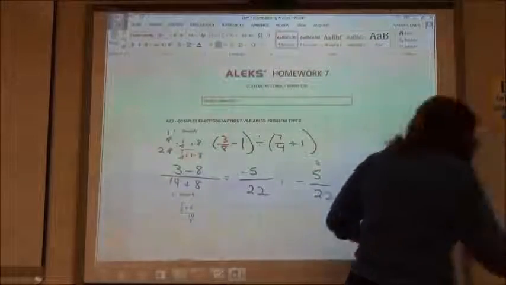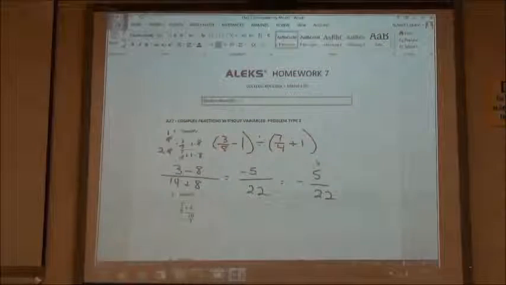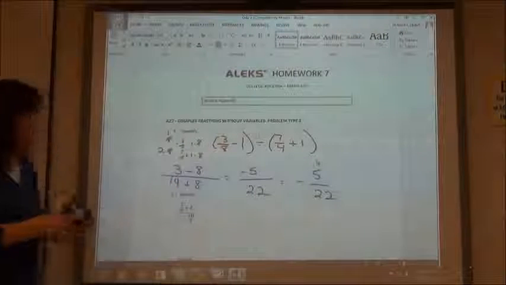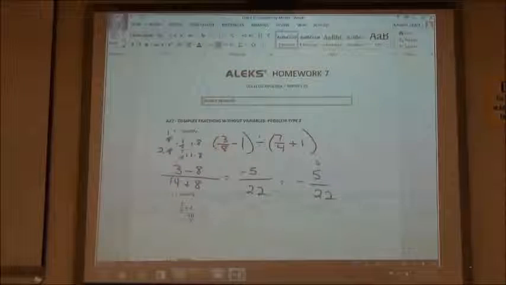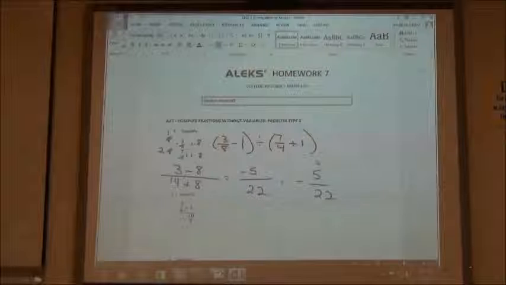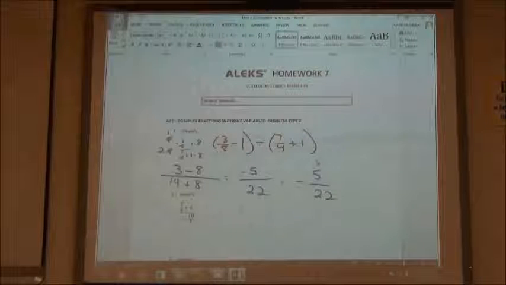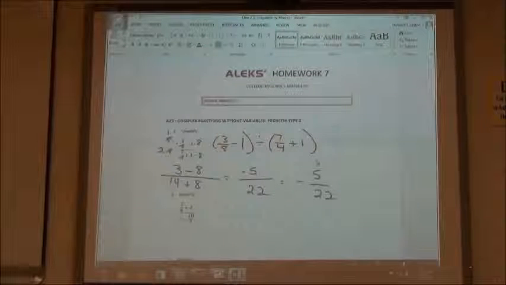So, I did it on my paper, I'm going to check it with my calculator. This is how I want to type it in. Start with the parentheses. 3 fraction eighths minus 1, close the parentheses since I'm done with the top, divided by parentheses 7 fraction fourths plus 1, close my parentheses.